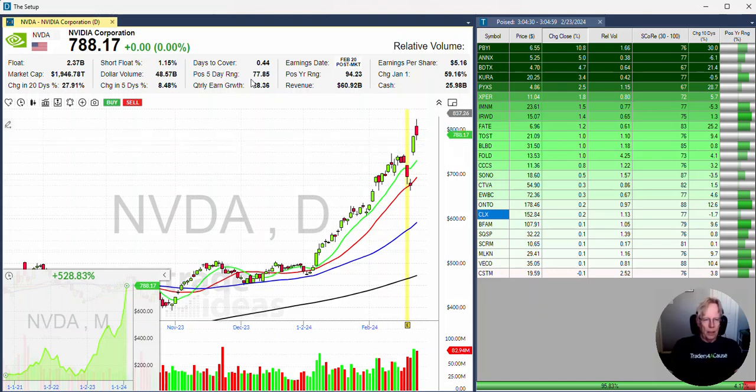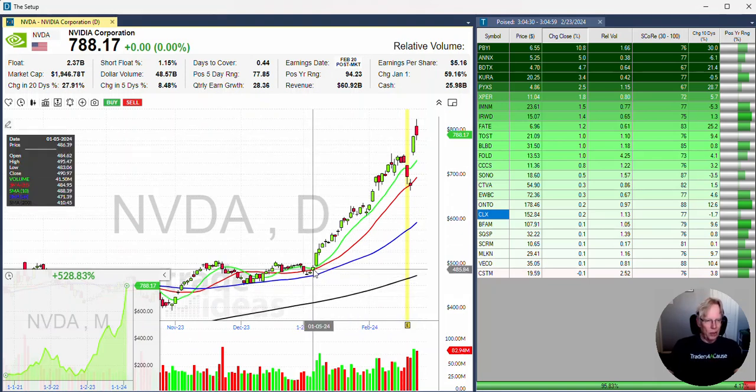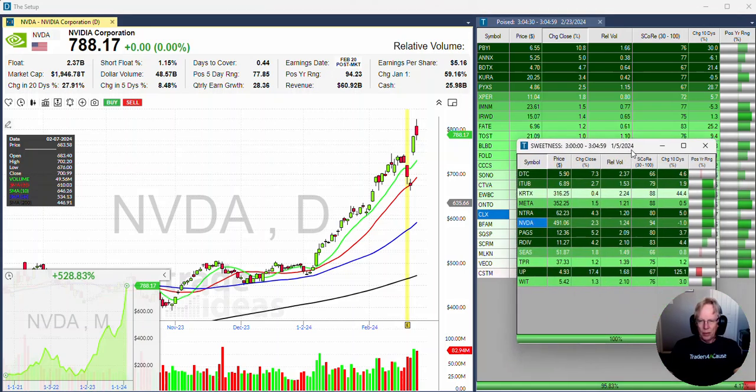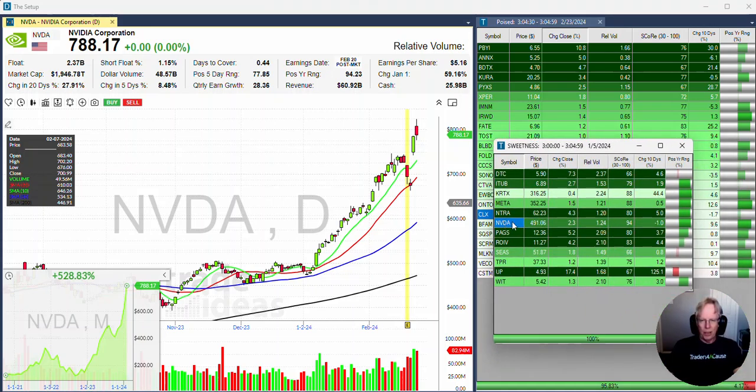All right. And if you look at NVIDIA over here, everybody knows about NVIDIA now. You can see, and let's just highlight this date right here, which is January 5th. And if I pull over one of my scans called Sweetness, you're going to see that NVIDIA was on this scan at 491. Notifying me, Andy, keep an eye on this one.